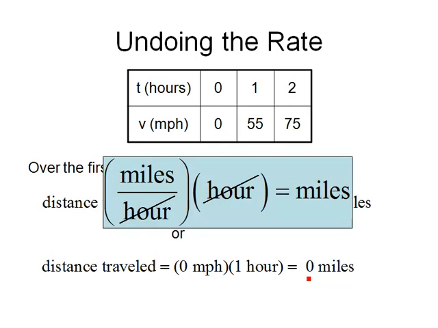One of the things to notice here is I'm taking miles per hour and I'm multiplying it by hours, and what that gives me is miles. So I'm taking the rate times hours, and that gives me the miles.